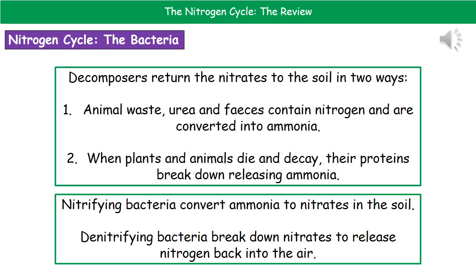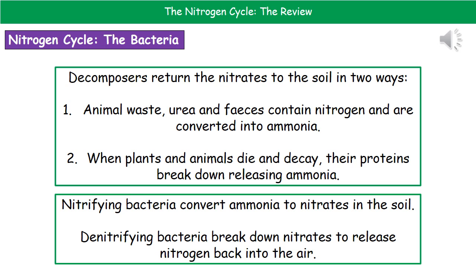One of the most important things about the nitrogen cycle that allows it to work are different types of bacteria that are present. The first type of bacteria we need to concern ourselves with are the decomposers, and they return nitrates back to the soil in one of two ways. First way is using the animal waste, urea and feces that animals produce. They break those down and convert them into ammonia, which is then released. Alternatively, when the animals and plants die, the process of decay will occur and the proteins are broken down, again releasing ammonia.